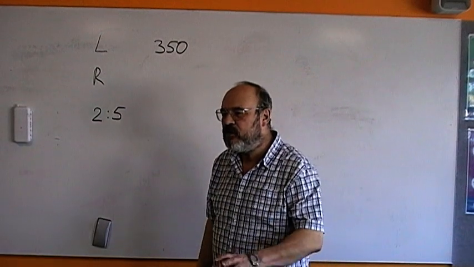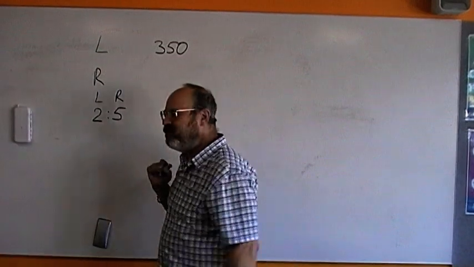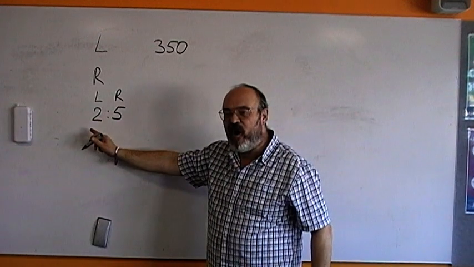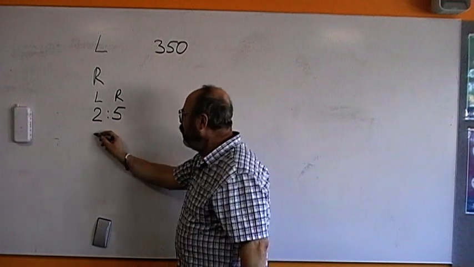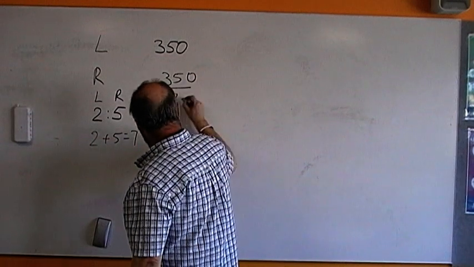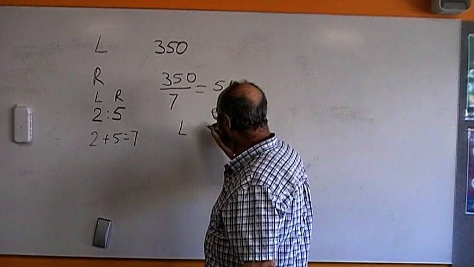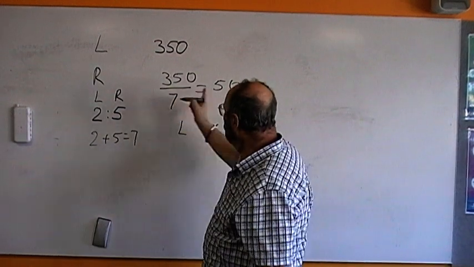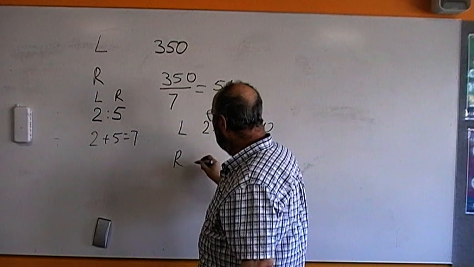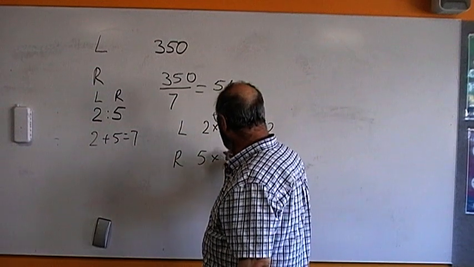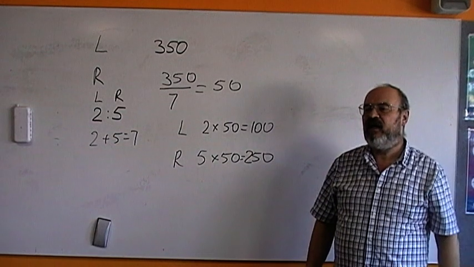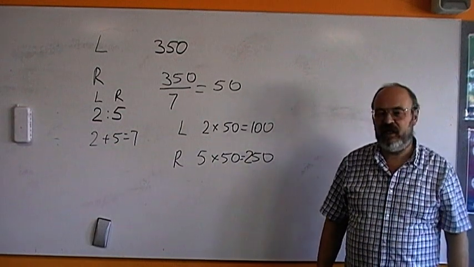We divide 350 by 7, and then multiply by 2. Why are we dividing by 7? Because that's how many parts we have altogether: 2 plus 5 equals 7. So we divide 350 by 7, which is 50. So lemon is 2 times 50, equal to 100. And to find the raspberry, we multiply 5 by 50, which equals 250. That's how we divide a quantity in the given ratio.